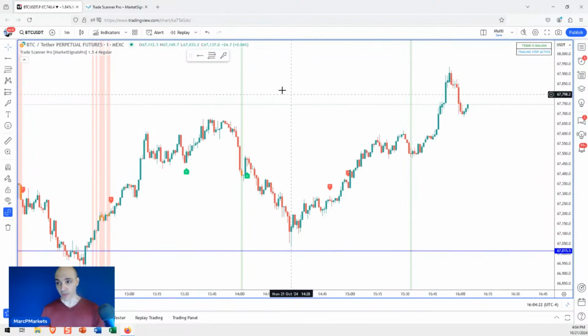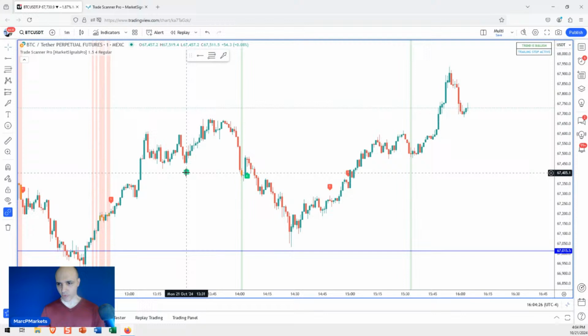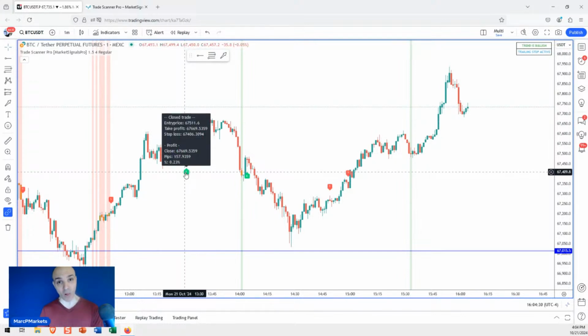Now, look. Let's look back here and see how some of these signals performed on the 1 minute. There's going to be a lot more signals on the 1 minute, and you can't take them all. They're going to be highly random. This is why I don't suggest the 1 minute for beginners.